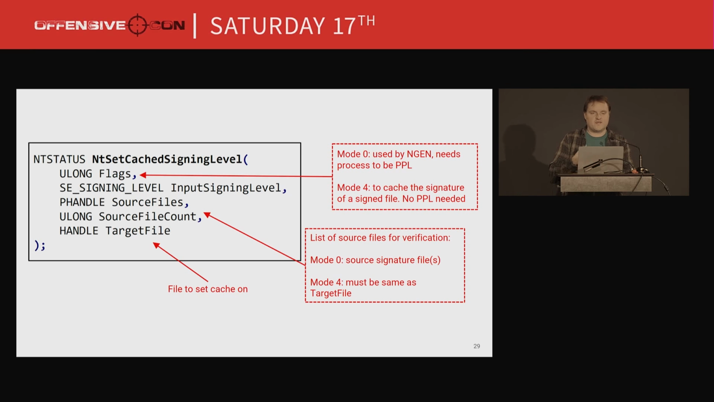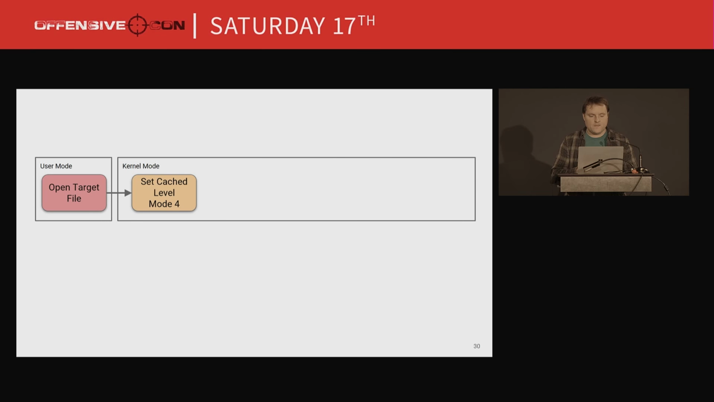If you need to be signed by Microsoft, you've probably already got code running on the system, so you don't really need to do this. But what I found interesting was a second mode, mode 4, which allows you to cache the signature of an existing signed file. And for this, no PPL was required. So I thought, okay, how does that actually work under the hood?